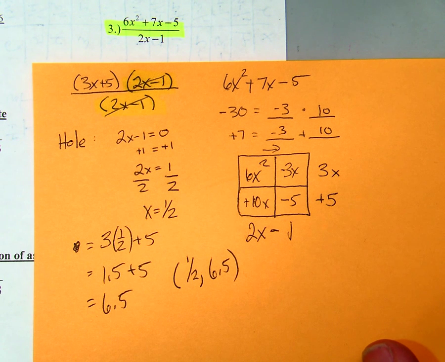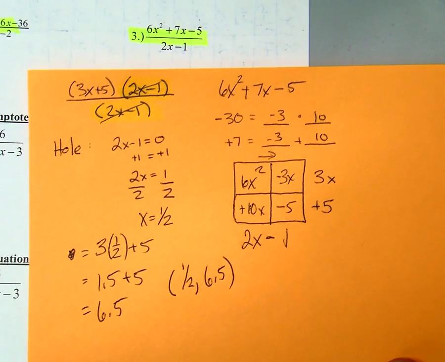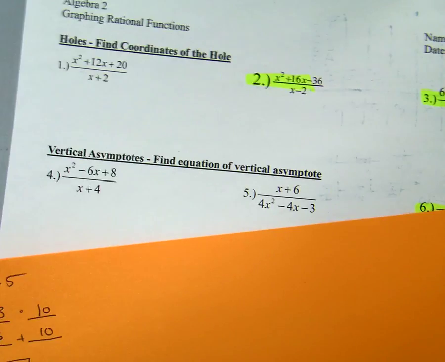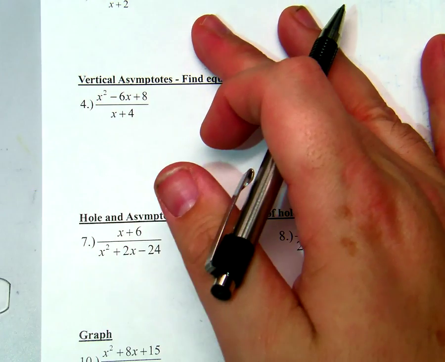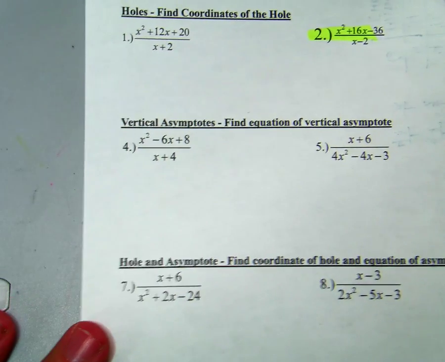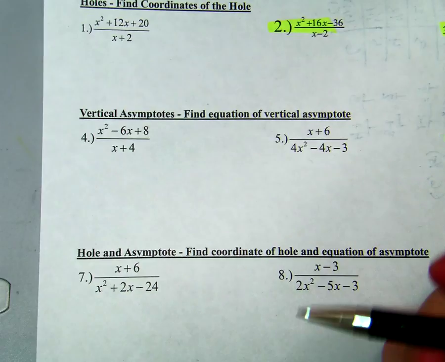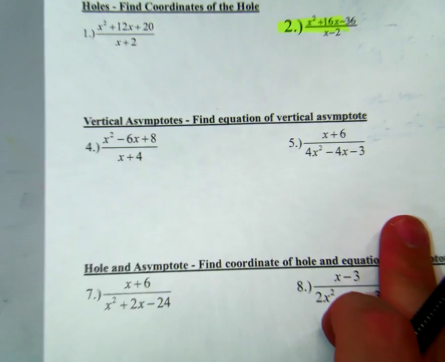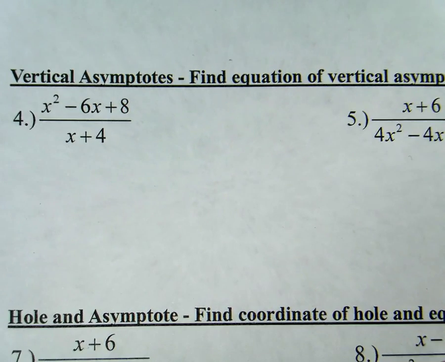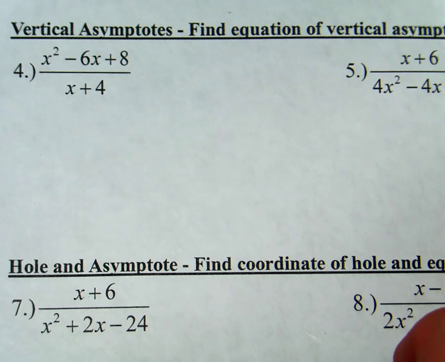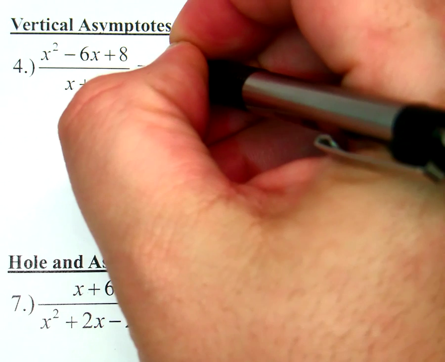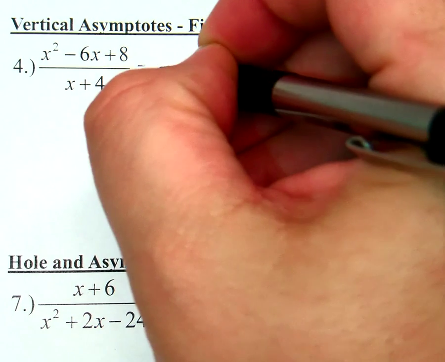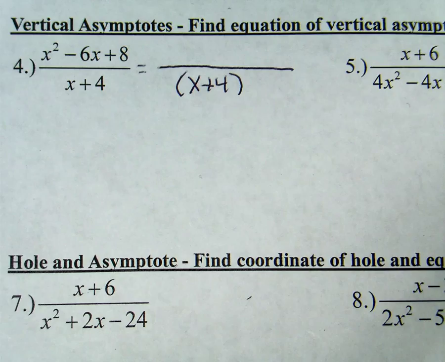Yes? Can you also do it for four? Sure. All right. Now for number 4, can I factor the top? Yeah. I need two numbers that multiply to get to 8, that add to get to a -6.